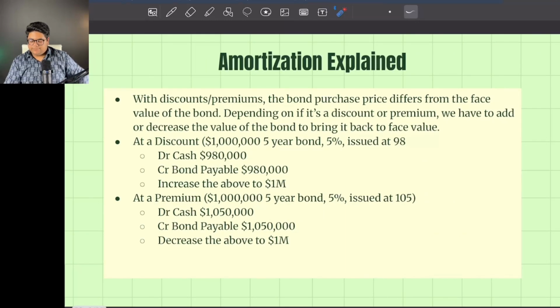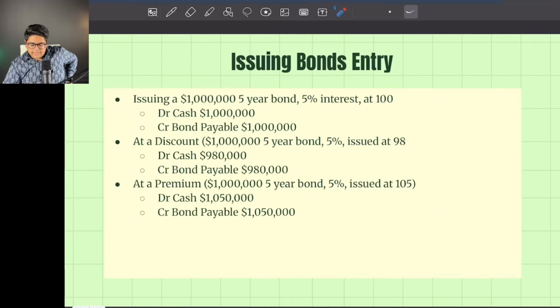So amortization explained. Looking at stuff like this, your bond is worth $1 million in all cases. In this case, you're issuing your bond at a discount, so your bond payable is 980K. It should be 1 million. So you've got to come up with an extra 20K of bond payable. In this other case, your bond is worth $1 million, but you gave it away for 1.05. So you've got to essentially find a way to decrease this.